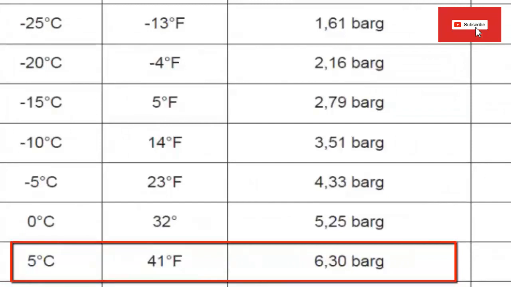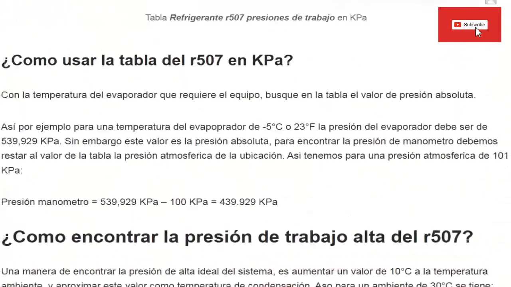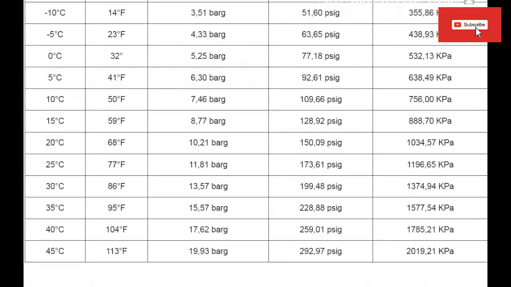6. To achieve a temperature of 5 degrees Celsius in the evaporator, equivalent to 41 degrees Fahrenheit, a low gauge pressure of 6.30 bar is needed, equivalent to 92.61 psi, or 638.49 kilopascals. In some cases, it is useful to know the pressure of the equipment being turned off and the pressure of the high side of the condenser. Let's go see them.